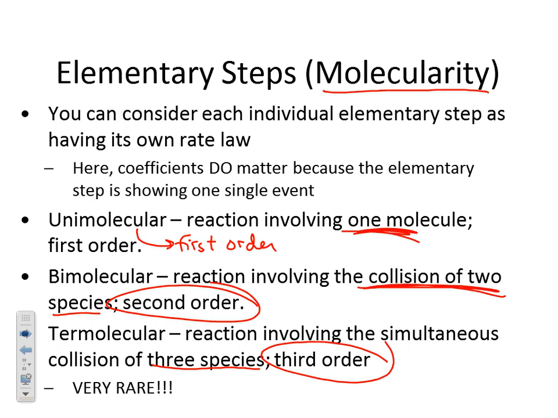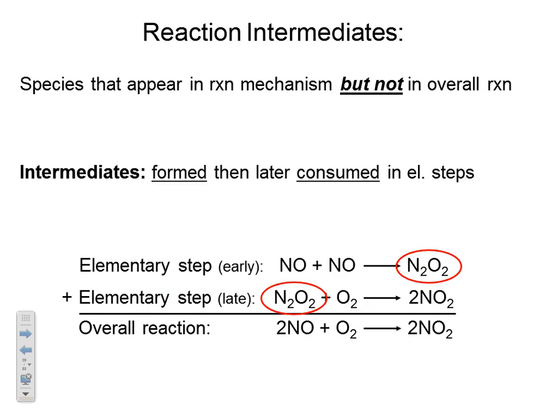So as we go beyond third order and start to involve maybe four things, five things, six things all colliding at the same time, the odds of that happening actually become quite small. Now, I'm going back to the previous slide here. So this is our previous slide, and I want to point out the molecularity of these two elementary steps.